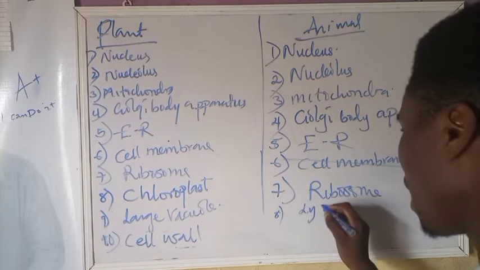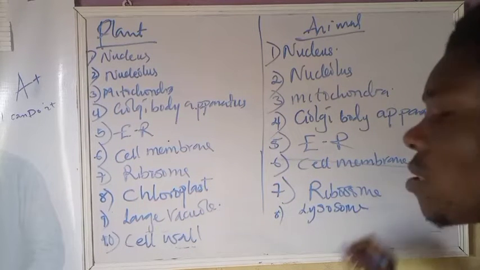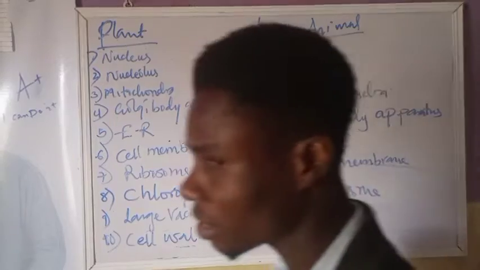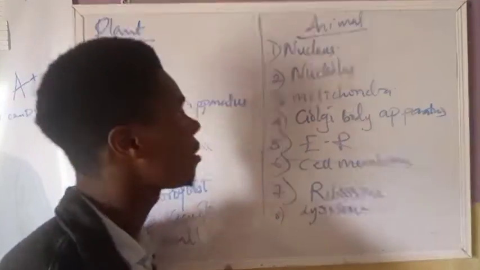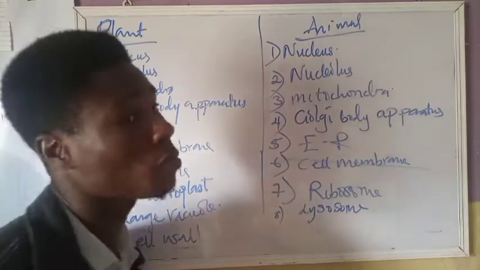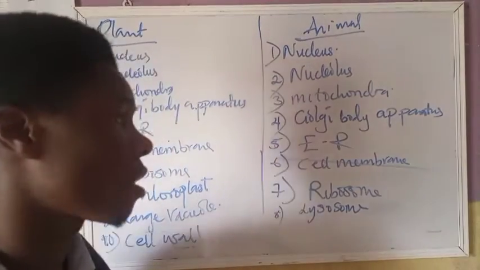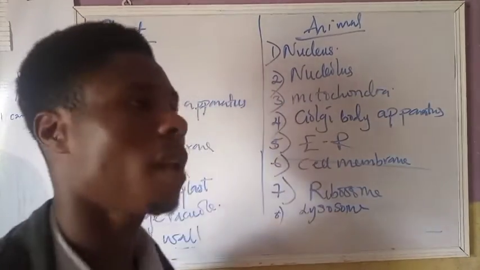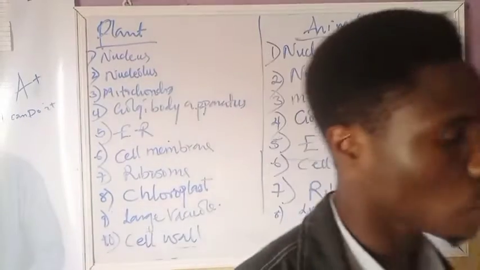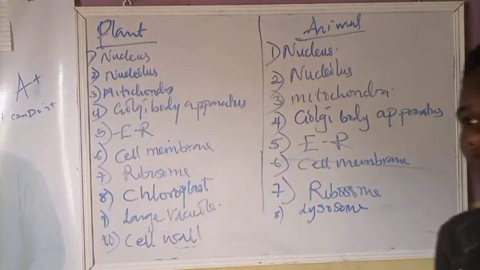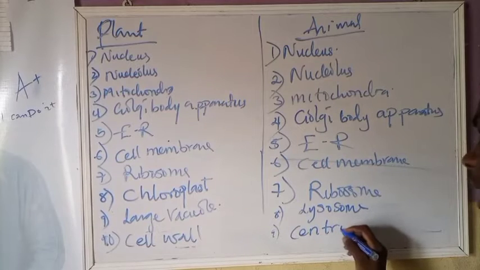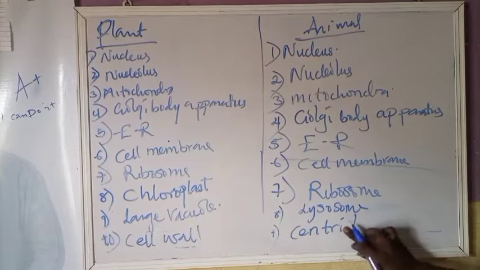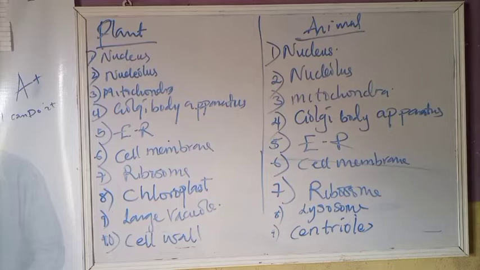Number 1, animal cell has lysosome. Plant cell does not have lysosome. Please, for those of you that have Essential Biology, Essential made a mistake here. They wrote lysosome under the similarities. Please, you can Google search it. Plant cell does not have lysosome. And as a matter of fact, they don't even have centrioles. They don't have centrosome.